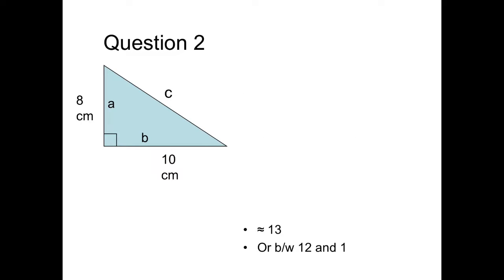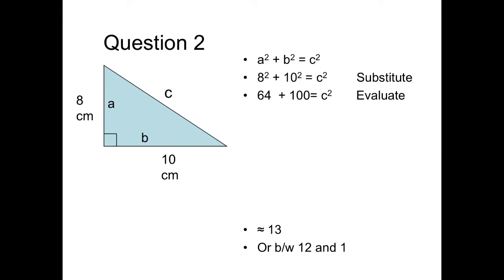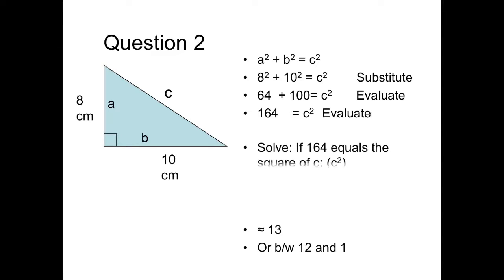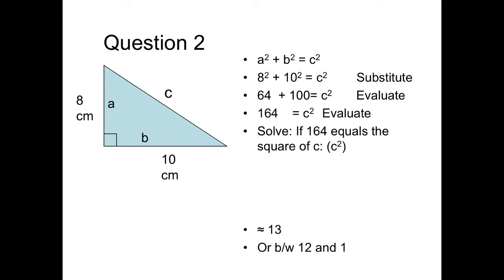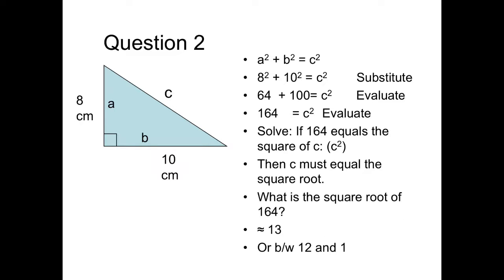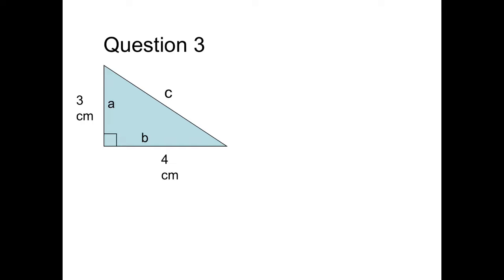Another one. In this case, we start with the formula again, substituting 8 and 10 for A and B because those are the shorter legs. Evaluating those, 8 squared is 64 and 10 squared is 100. Adding those together, and then saying what's the square root of 164. Although there is no exact square root of 164, we're going to have to use our square roots list and either find what it's between or what it's closest to, and you see the answers there.